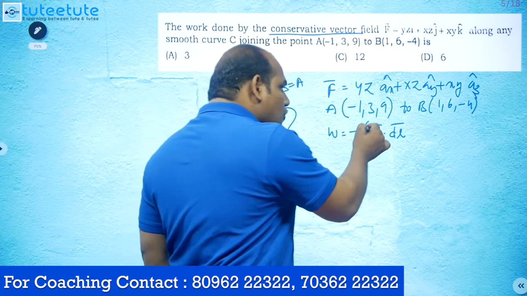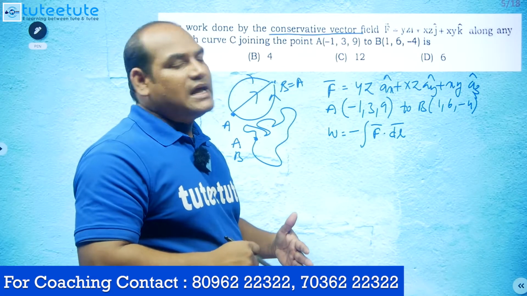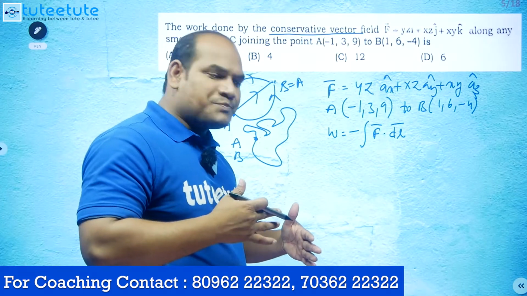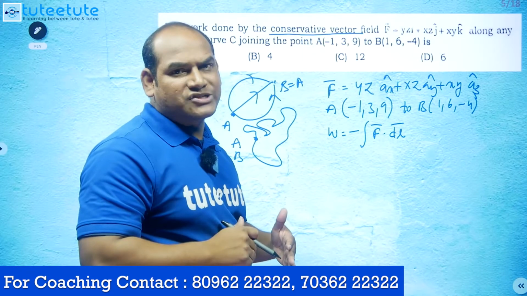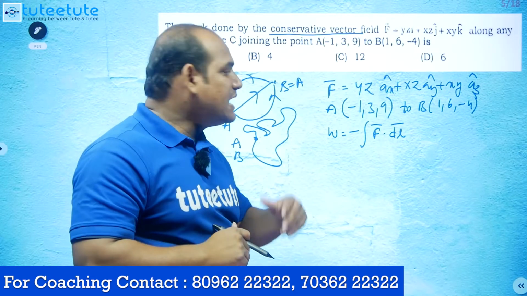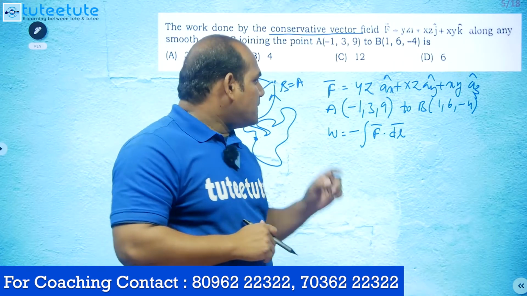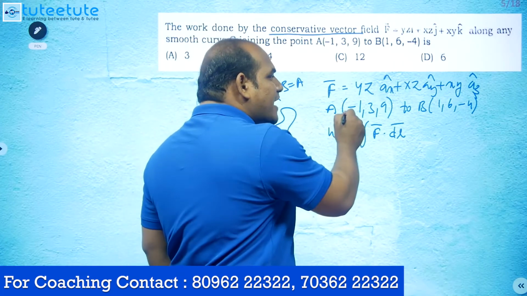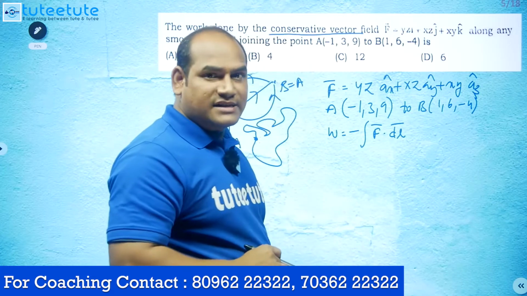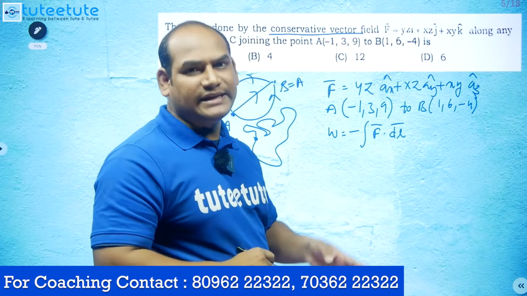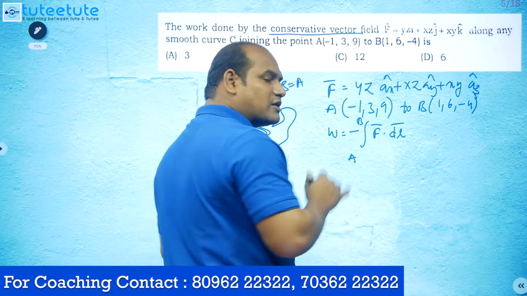So if I take a closed loop, then we can tell from A to A only you are coming. You are moving your charge from the point A, roaming in some particular curve direction, and again you are coming to the same point. Then we can tell that total work done is equal to 0. But here they have given A is (-1,3,9) and B is (1,6,-4). So these 2 points are different. That's why we have to take the open line integral from A to B.